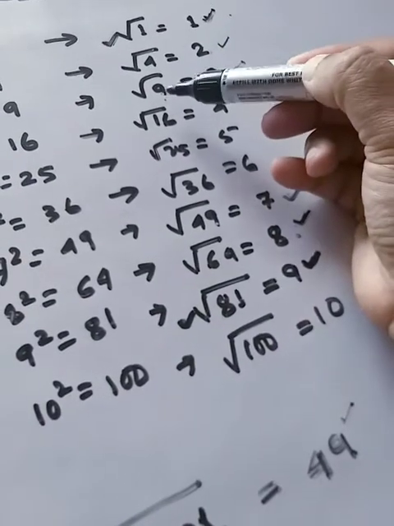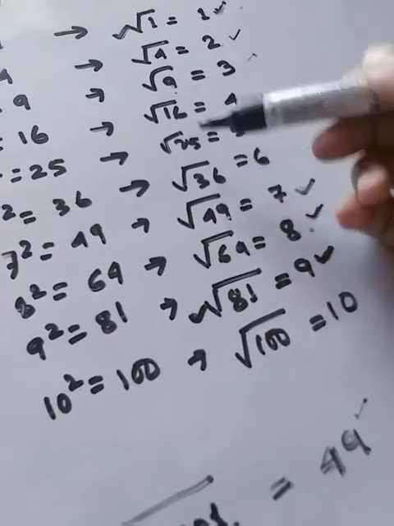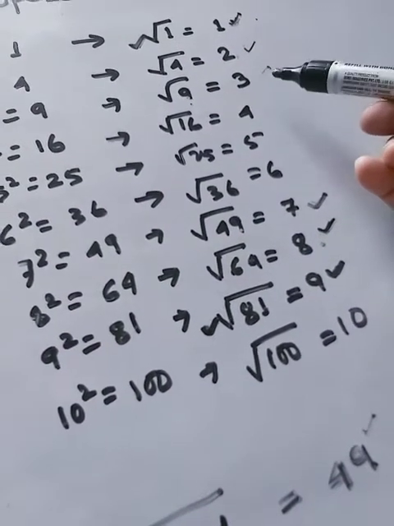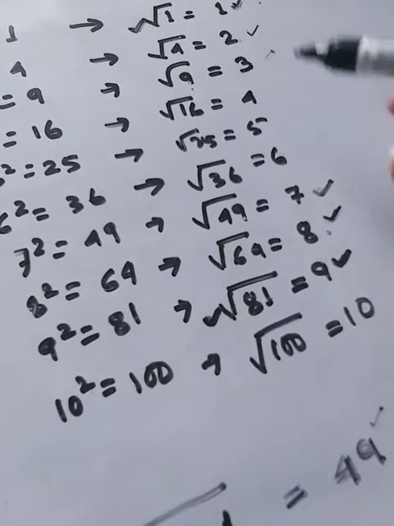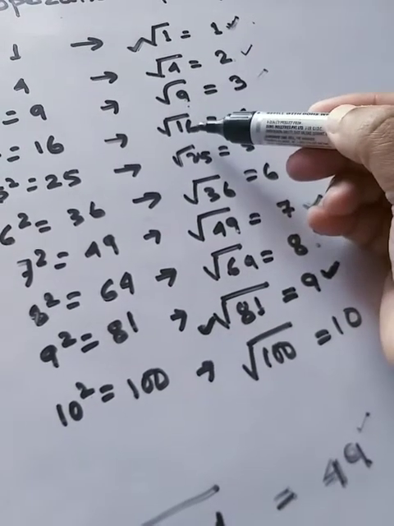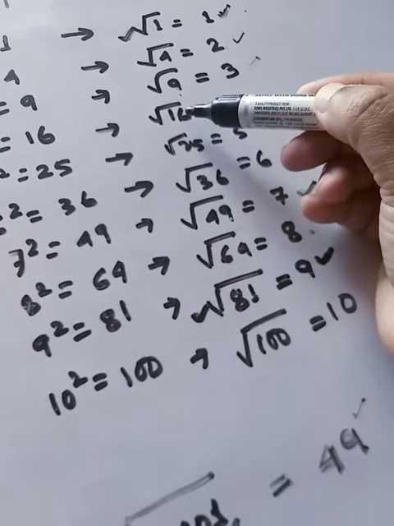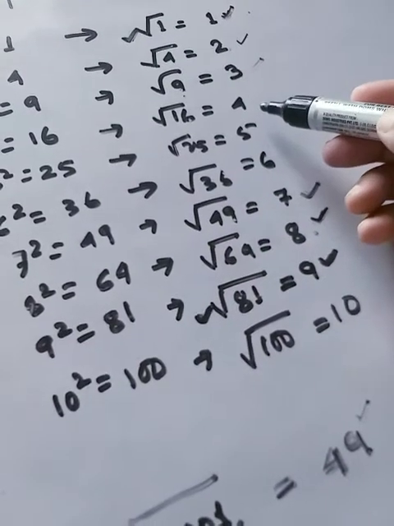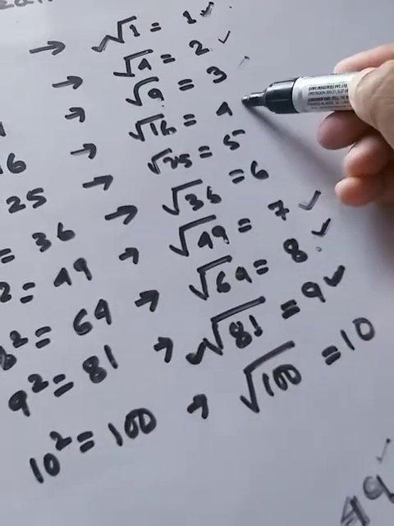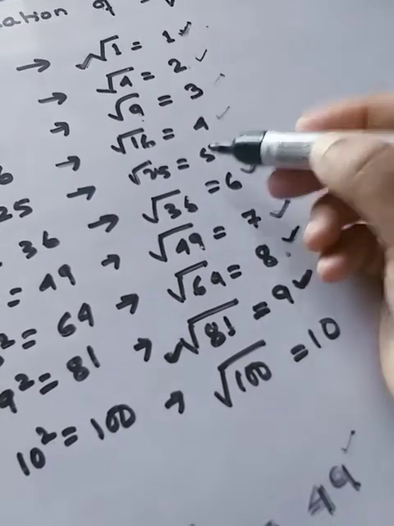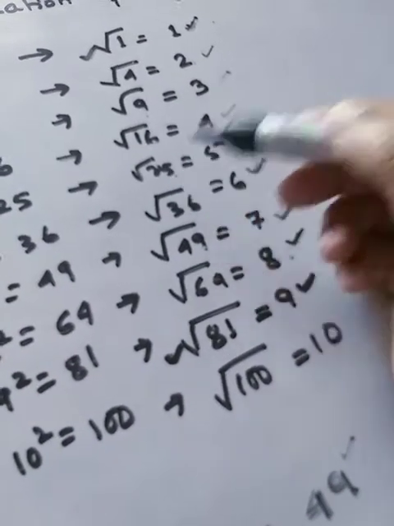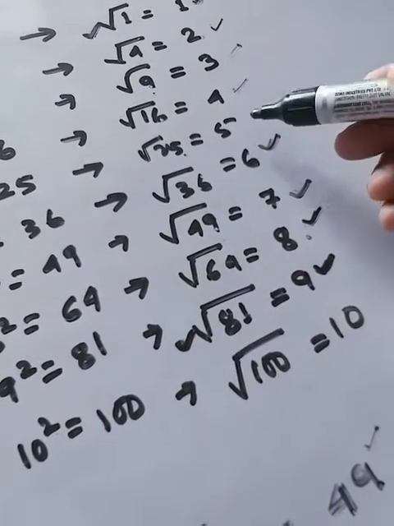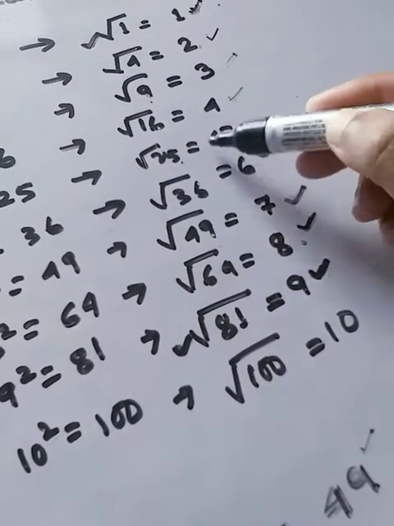Similarly, if a number carries 9 as a unit digit, in its square root the unit digit would be either 3 or 7. Similarly, a number which carries 6 as a unit digit, in its square root the unit digit could be 4 or 6. And any number which ends with 5, in its square root the unit digit would be only 5.